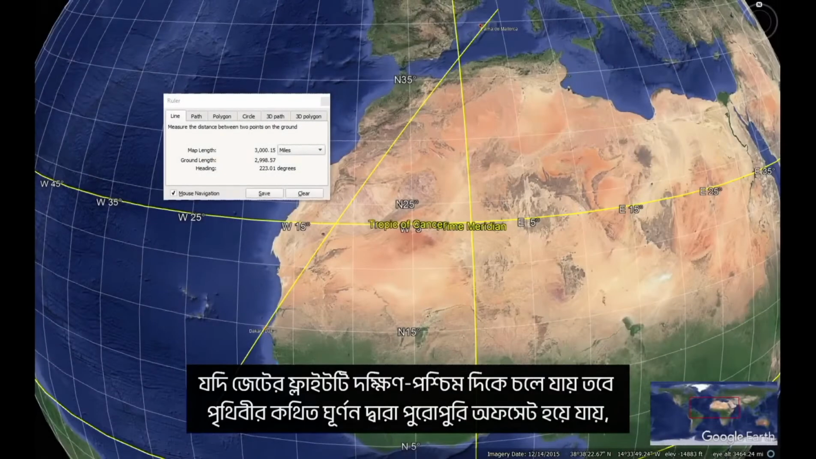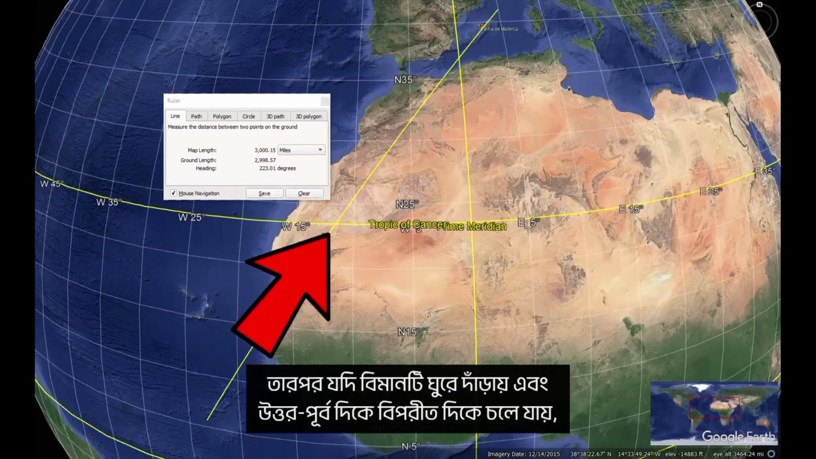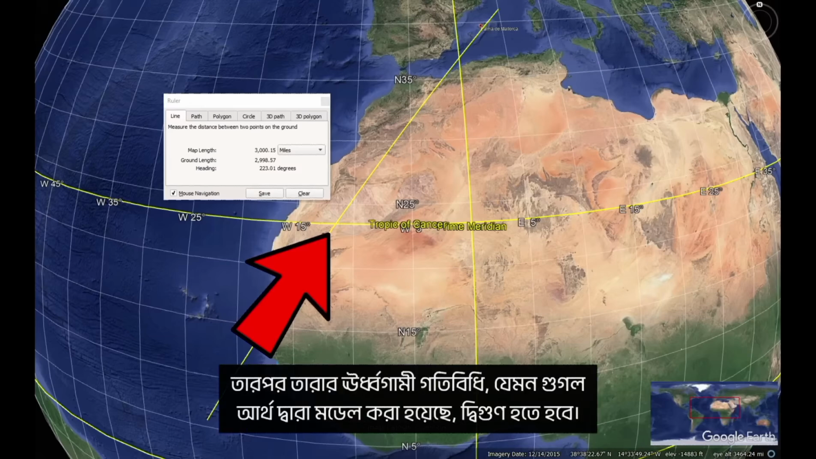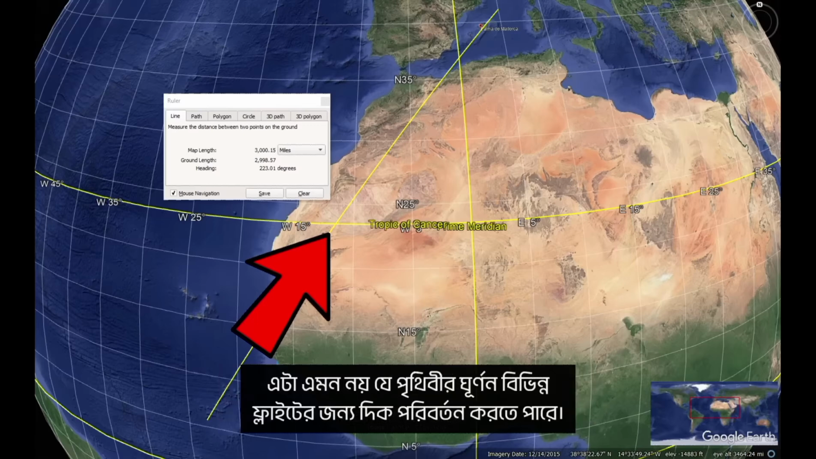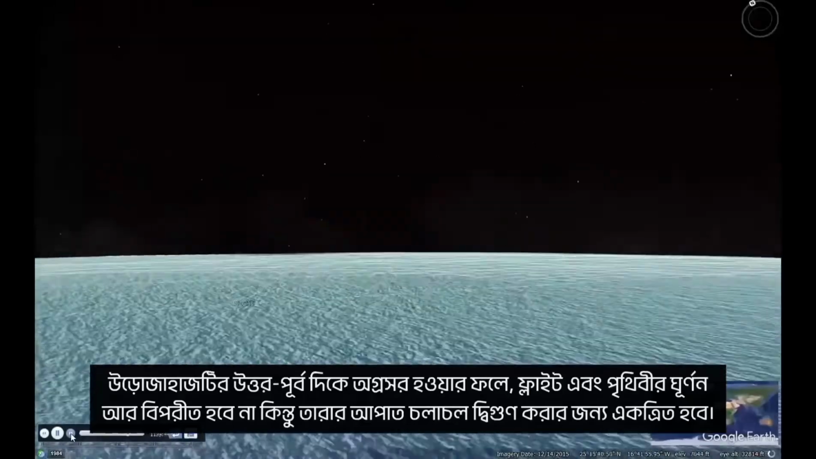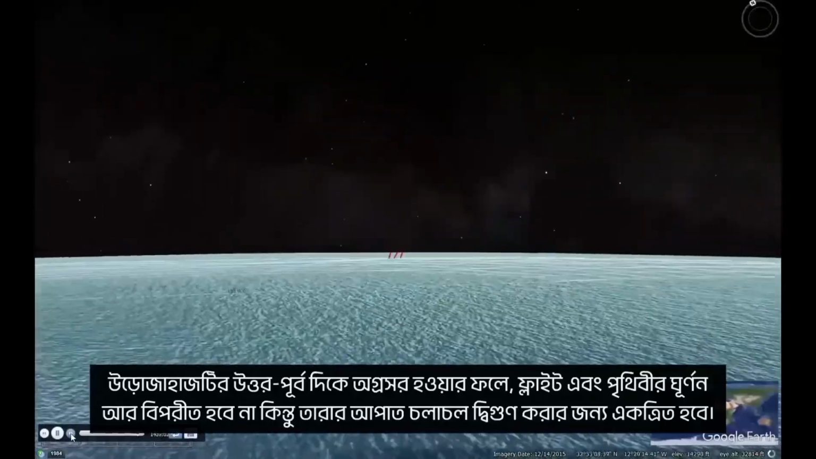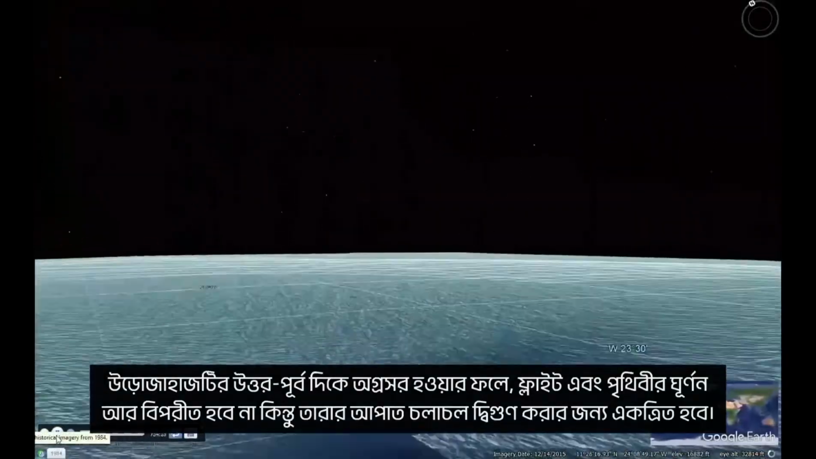If the jet's flight heading southwest was perfectly offset by the globe's alleged rotation, then if the plane turned around and headed the opposite direction to the northeast, then the upward movement of the stars, as modeled by Google Earth, would have to double. It's not like the Earth's rotation can switch directions for different flights. By switching the aircraft's heading to the northeast, the flight and the Earth's rotation would no longer be opposing, but would be combining to double the apparent movement of the stars.